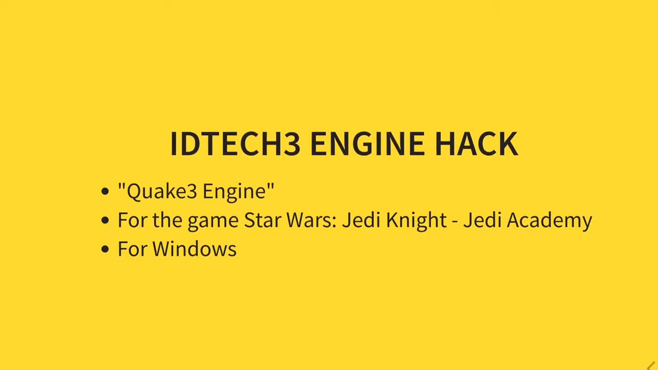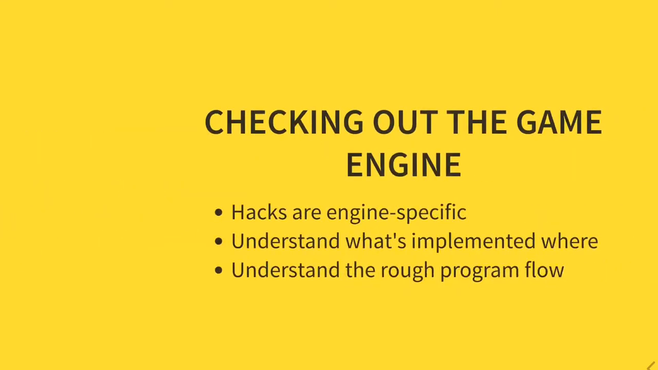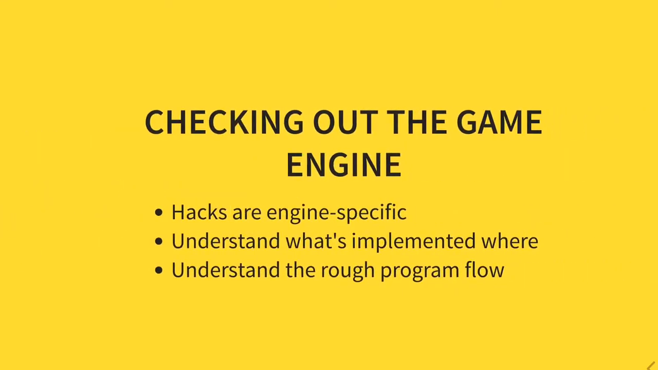The first hack I've created is for a game called Jedi Academy. It's based on the id Tech 3 engine. People also call it the Quake 3 engine. When you're creating hacks, you need to be aware which game engine is in use. You're going to use a different approach for id Tech 3 engine based games compared to something like Counter-Strike Go or other games. You need to have a basic understanding of the game architecture and the rough program flow.